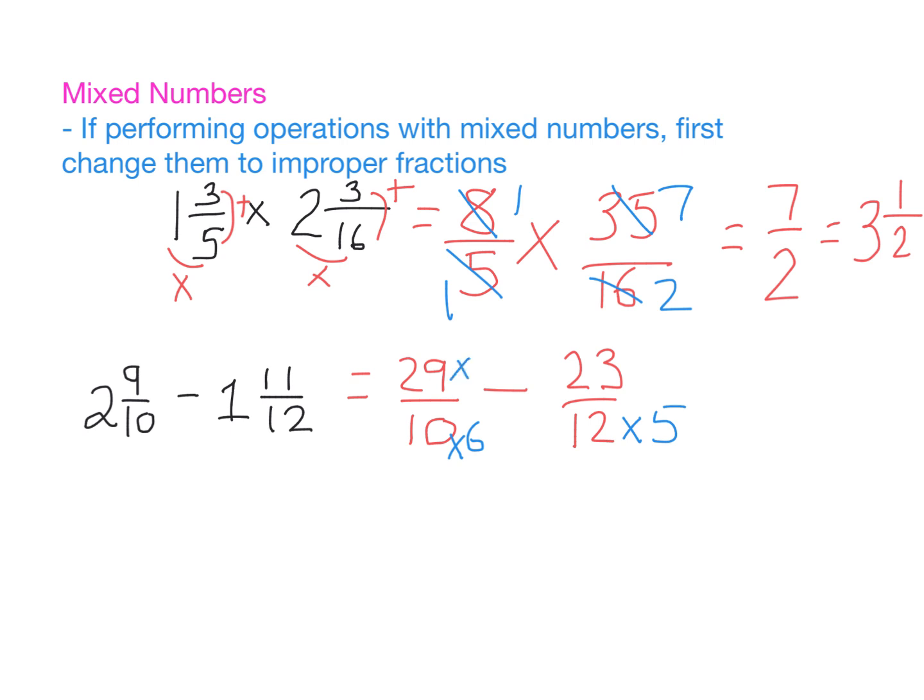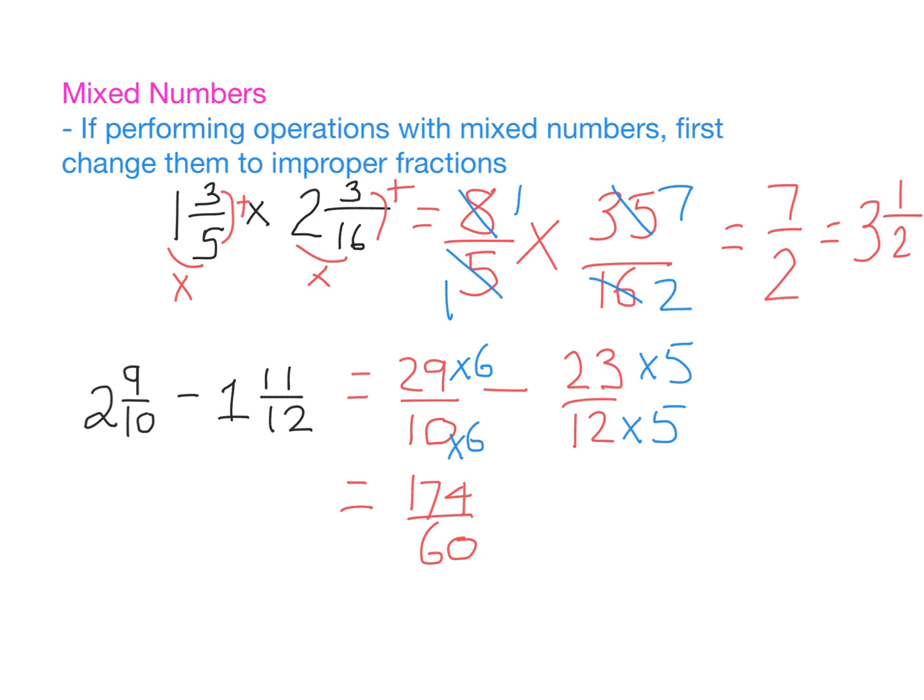What you do to the bottom, you must do to the top when it's equivalent fractions. So I have 29 times 6. That might not be easy for you without a calculator. To times by 6, you times by 3 and then double it. I get 174. 10 times 6 is 60.